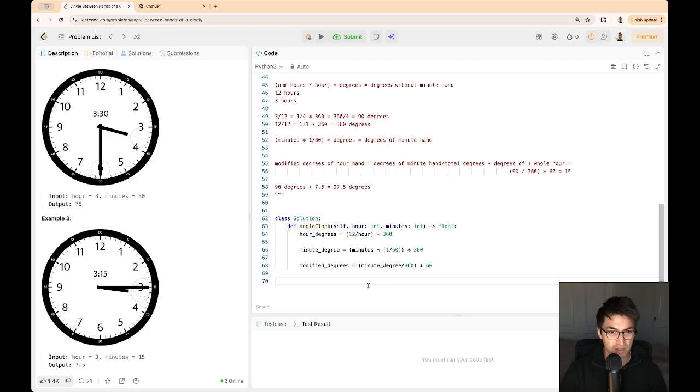So then the hour degrees plus the modified degrees is the new modified. So that would be 90 plus the 15, which is 105. But that's not right. 12 divided by an hour would be 4. I don't know what I'm thinking. 12 divided by an hour would be 4. So it should be an hour divided by 12. Hour divided by 12 would be 1/4. 1/4 times 360 is 90.